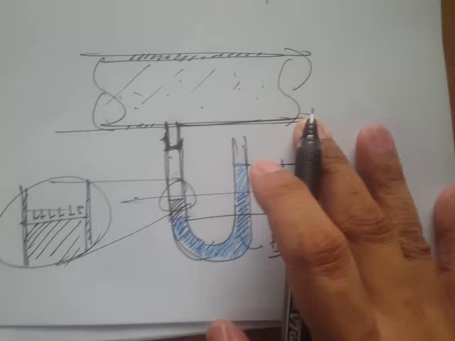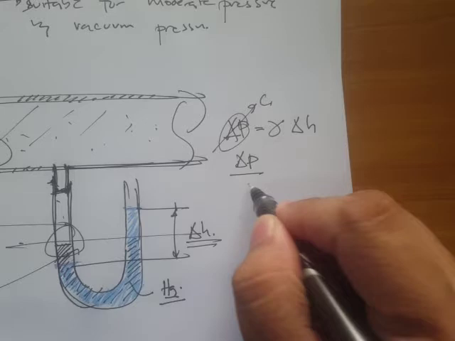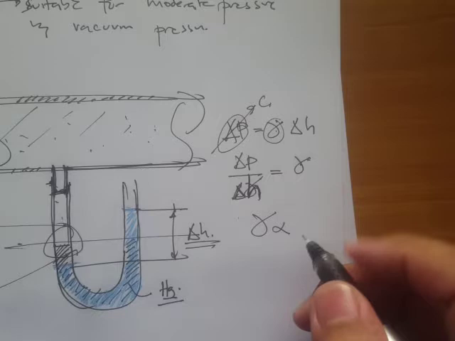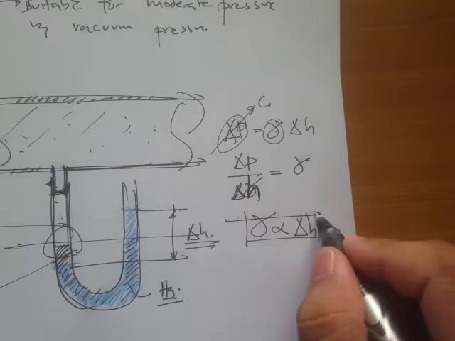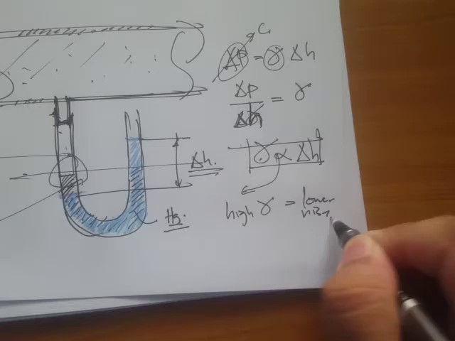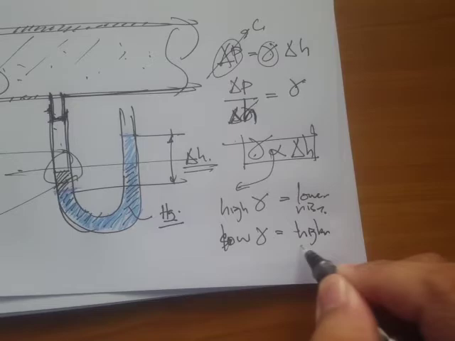You would notice also that since this is our hydrostatic equation, if the pressure difference is constant, then delta H is equal to delta P over the unit weight. Therefore, the unit weight is inversely proportional to delta H. What this means is that if you have a manometric fluid with a high unit weight, then you have a lower rise. This rise will be small, but if you have a low unit weight fluid, then you will get a higher rise.